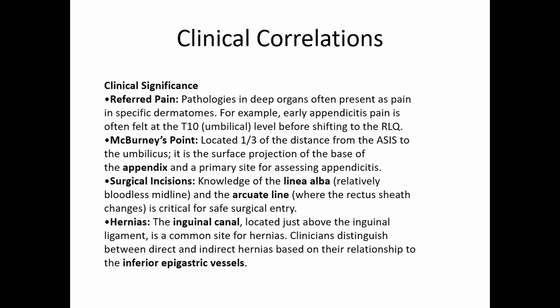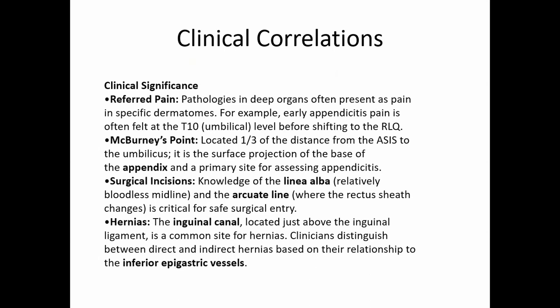Another example mentioned here is that early appendicitis pain is often felt at the 10th thoracic vertebrae, umbilical level, before shifting to the right lower quadrant. So here is the most important thing. The cholecystitis pain is referred, while the appendicitis pain is shifted. Initially it starts at the level of T10 umbilicus, then shifts to the right lower quadrant.